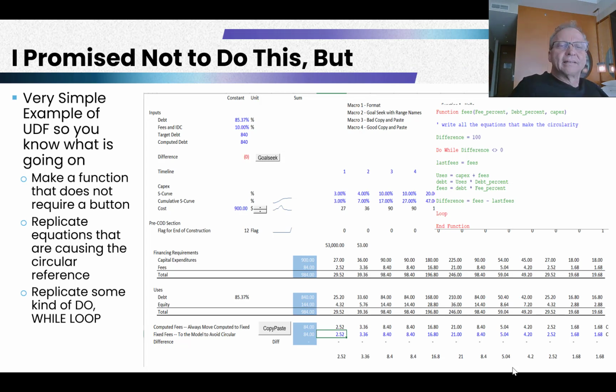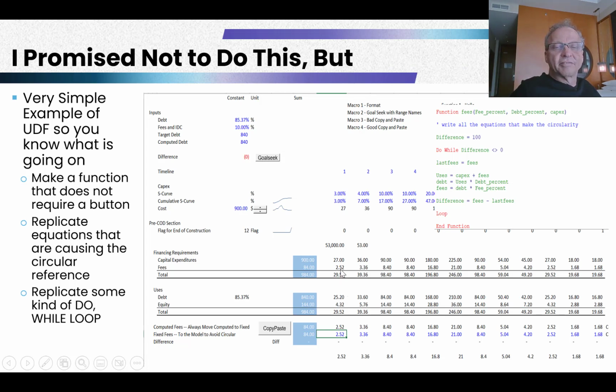Okay, but this is my really, really simple example of just what a user-defined function is and why you don't have to have a button for a user-defined function and what you have to do. And in this case, we had fees, is the debt times the fee percent. But the total funding is driven by the fees.